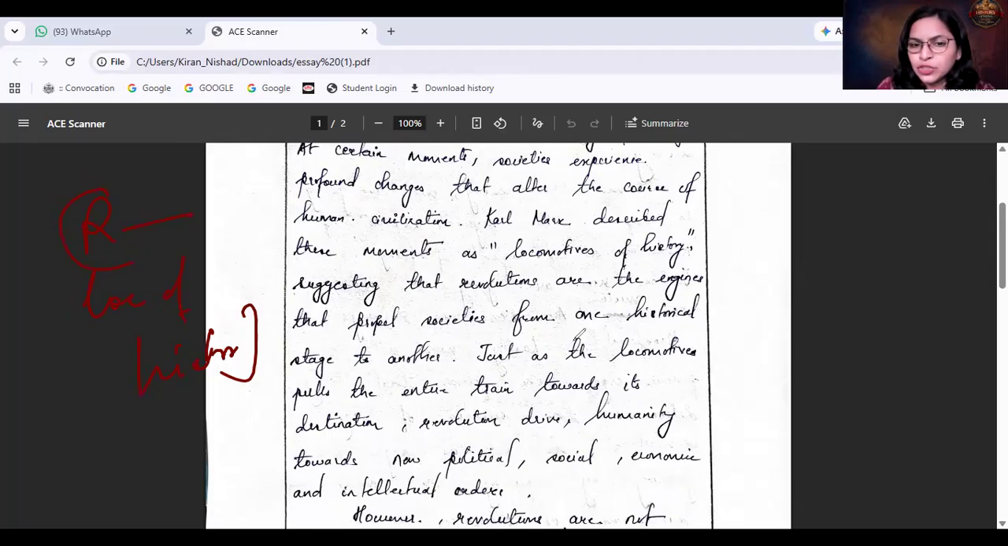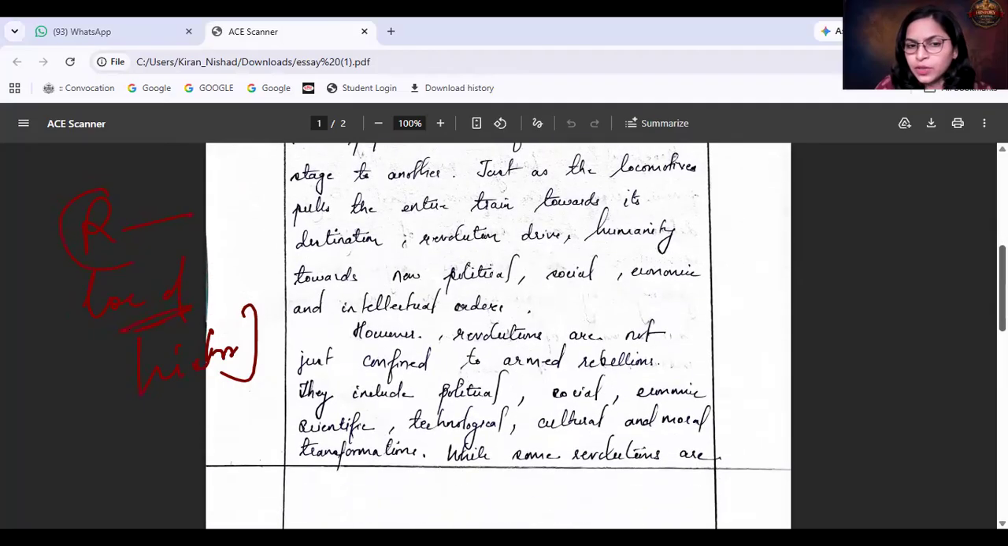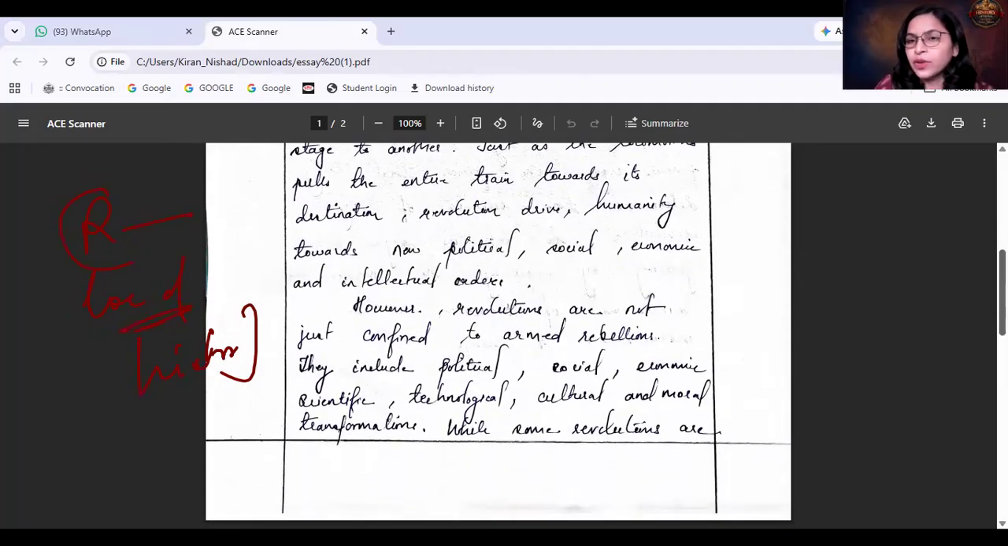Okay. So here I'm mentioning that just like the locomotive, the engine pulls the entire train towards its destination. Similarly, revolution drives humanity towards new political, social, economic, and intellectual orders. Further, I'll just take it down. However, I'm beginning the second paragraph. However, I'm basically changing the tone. So I have used the second paragraph.